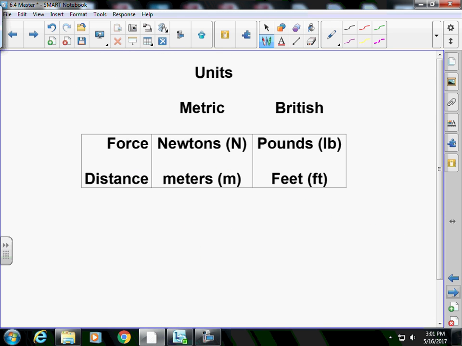So in this course, we're going to look at work with measurements in metric and in British. When we're using the metric, force will be measured in newtons, and distance will be measured in meters. If you are given kilometers, centimeters, or anything else, you must convert it to meters. And if we're in the British form of work, we're going to have force measured in pounds and distance measured in feet. And again, if you're given yards or inches, we would have to convert those into feet.